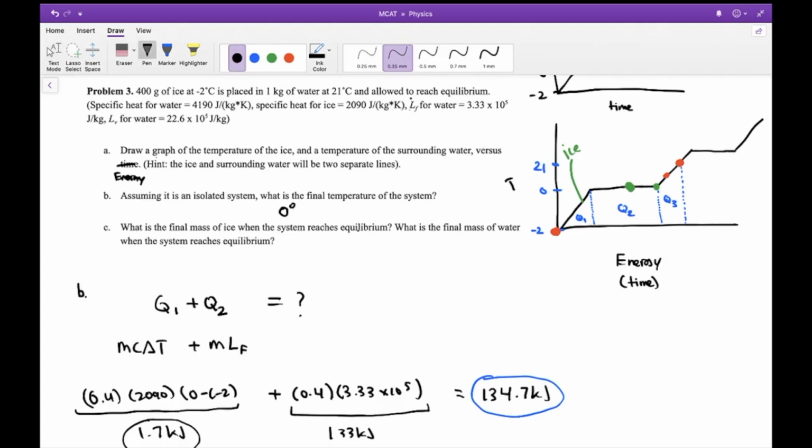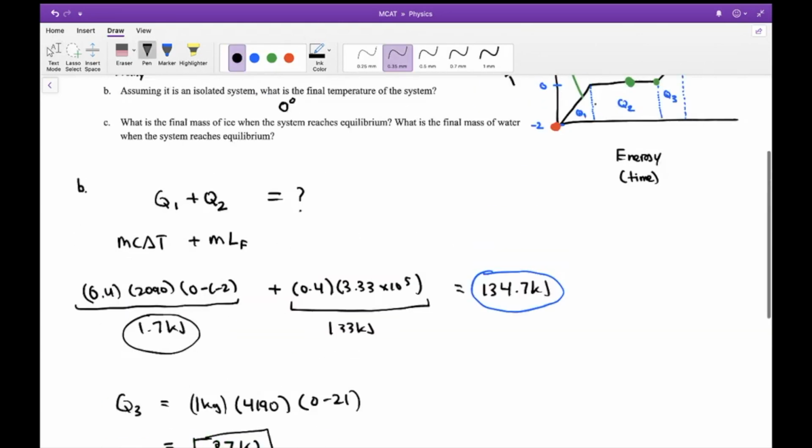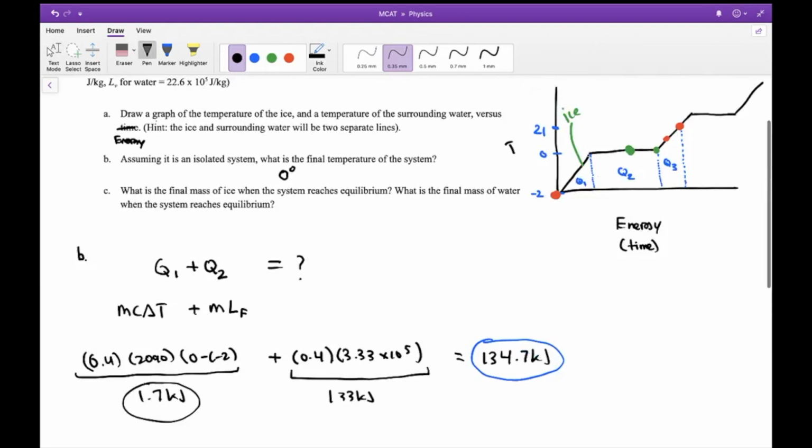What is the final mass of ice when the system reaches equilibrium? What is the final mass of water when the system reaches equilibrium? So for the final mass of ice, we have to ask ourselves, once it gets to the 0 point right here, it's still 400 grams of ice. But after we used up the amount of energy to get past this bump, we used up some more energy that the water could give.